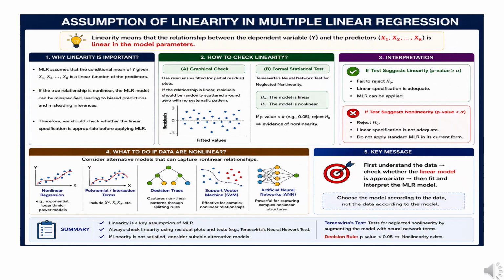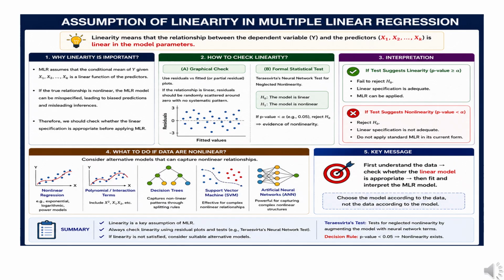So, how can we check linearity? First, we can use graphical methods. For example, we can examine residual plots. If the linear model is appropriate, we generally expect the residuals to be randomly scattered around zero, without a systematic pattern. We can also use a formal statistical test.